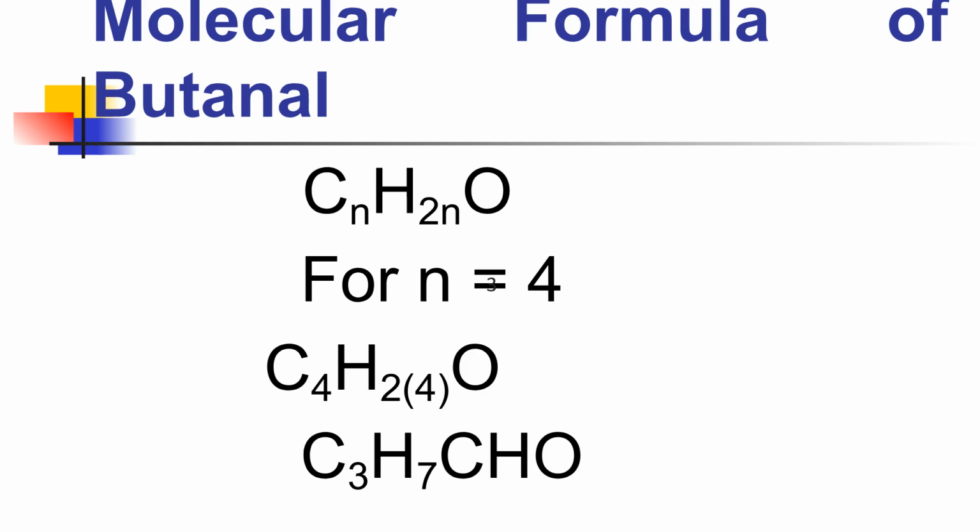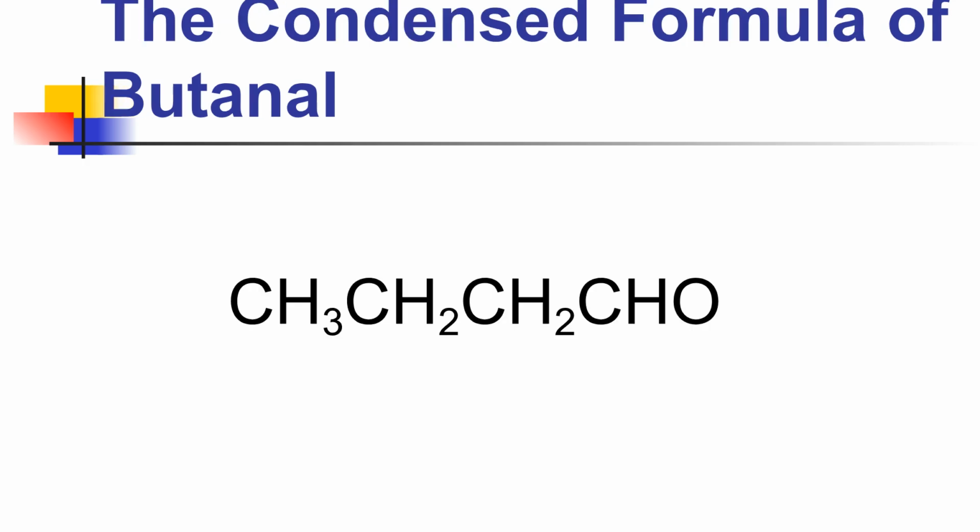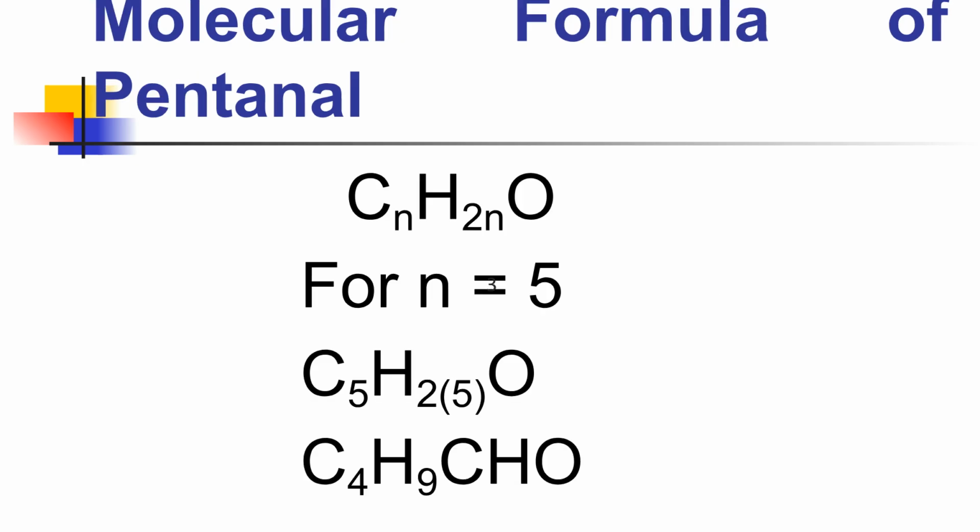Next is butanal, where n equals 4. Its molecular formula is C4H8O, or C3H7CHO. This slide displays the molecular structure of butanal. The condensed formula for butanal is CH3CH2CH2CHO.